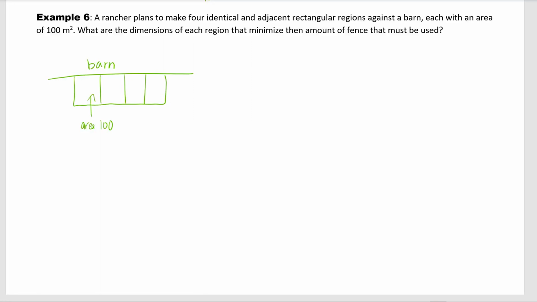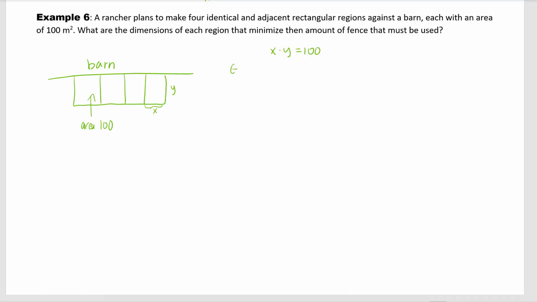So let's call this y and this x. This is the dimension of one region. Because the area of each region is 100, we get x times y equals 100.